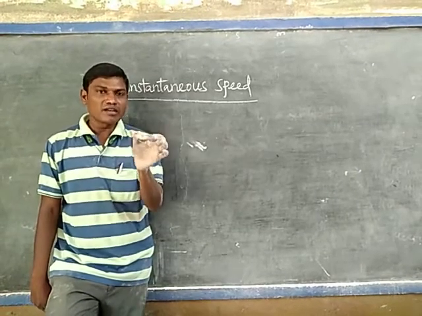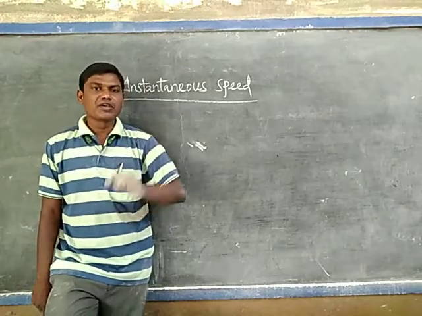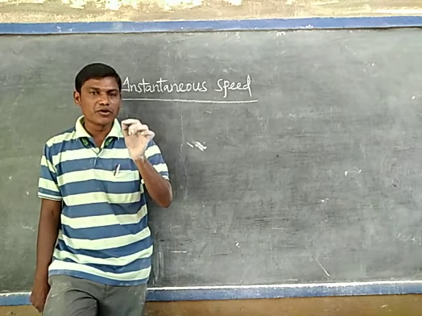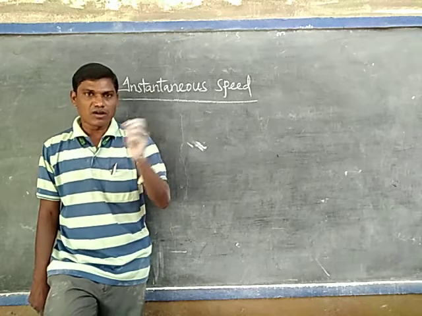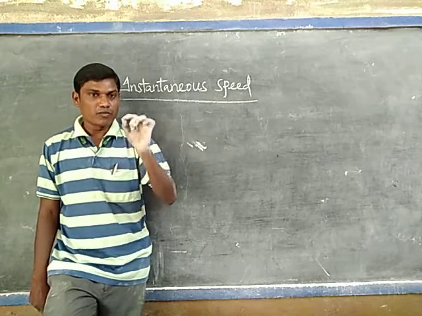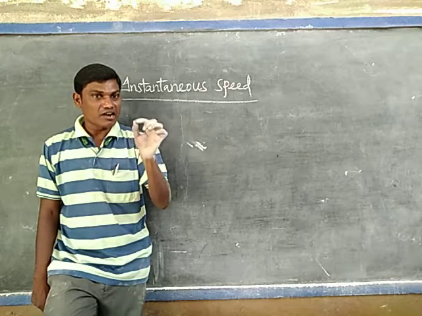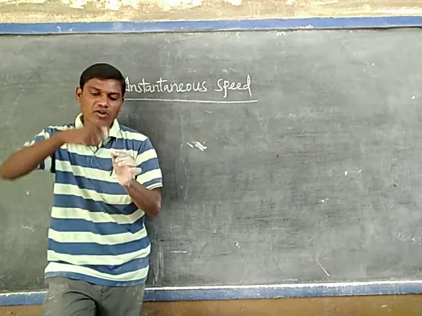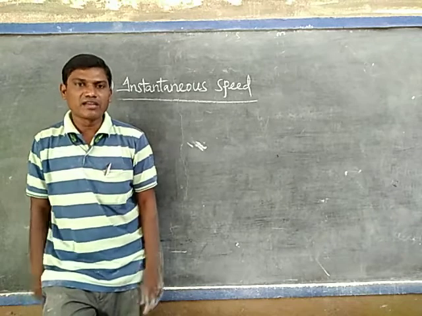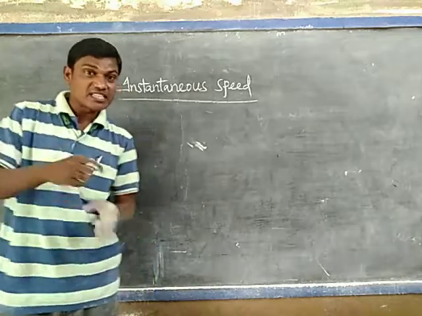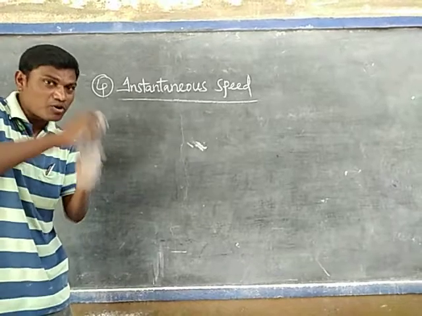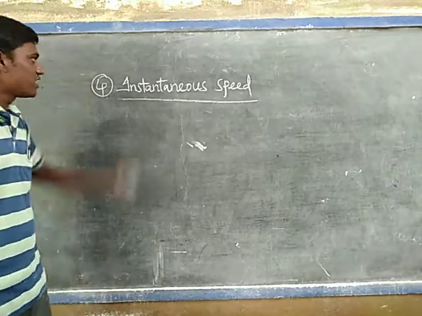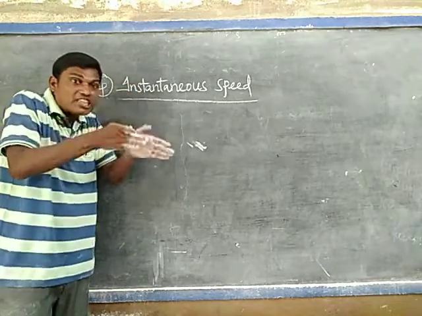Instant we generally observe in our daily life. In the morning or evening, you may ask your father, sister or mother, I want coffee. In coffee we see Bru or Nescafe, continental instant coffee. Instant is nothing but adding the coffee powder to milk and stirring well, then coffee is made automatically, on the spot. In the same way, instant speed means speed at that time.